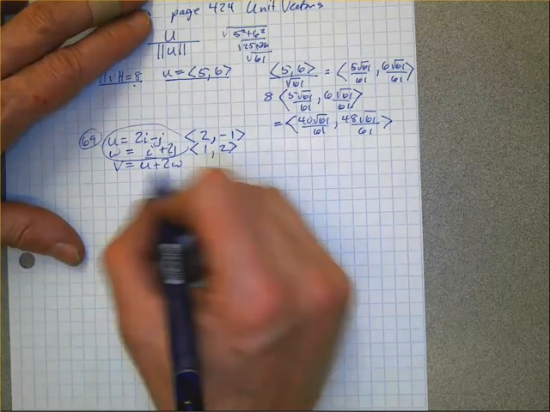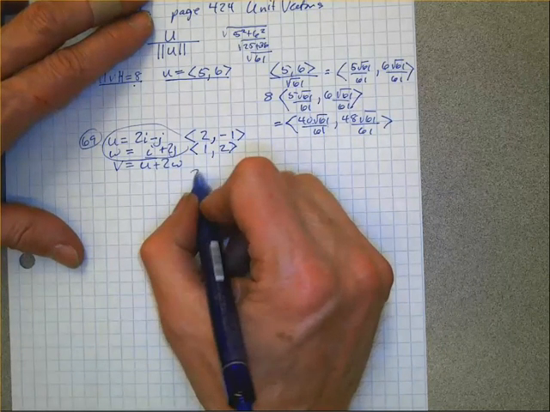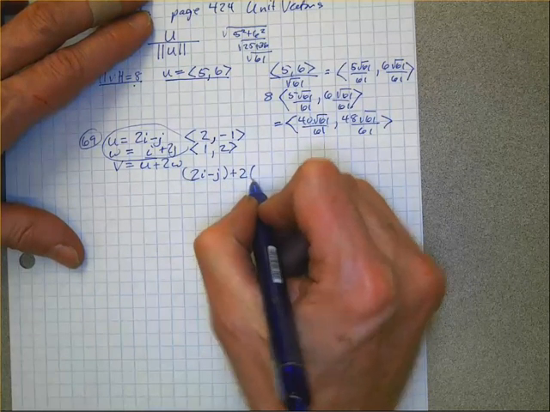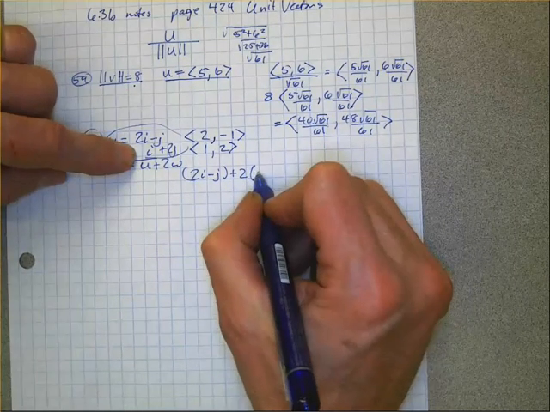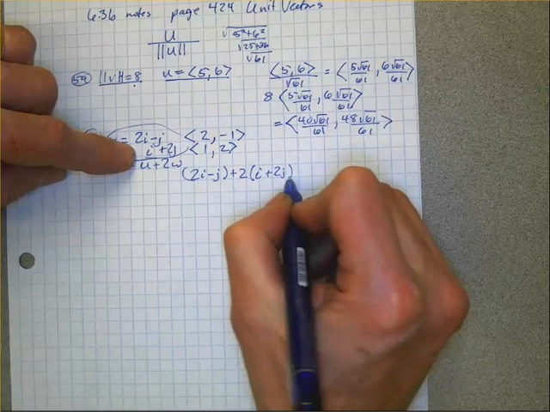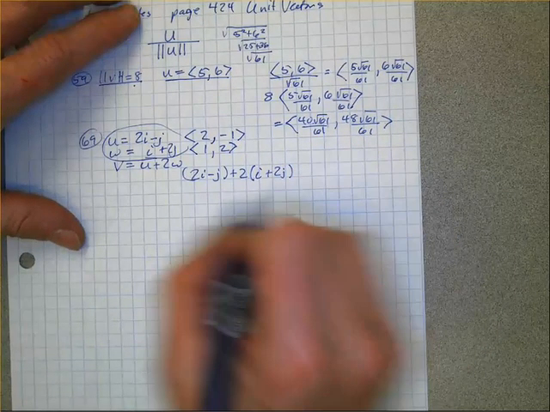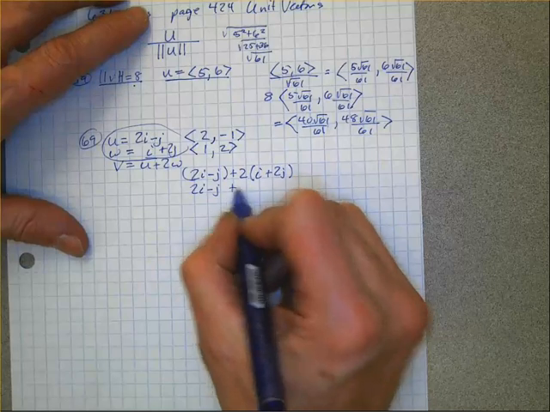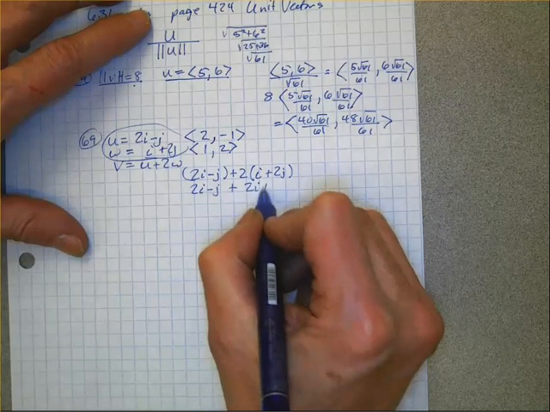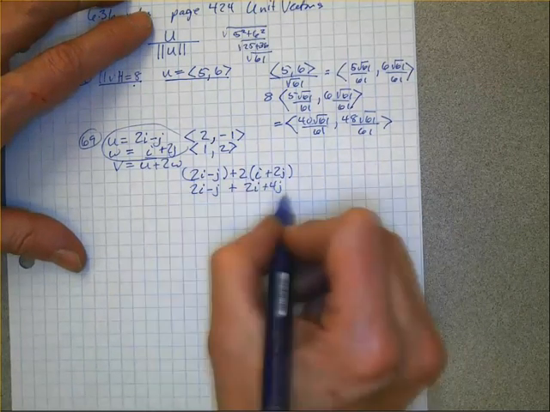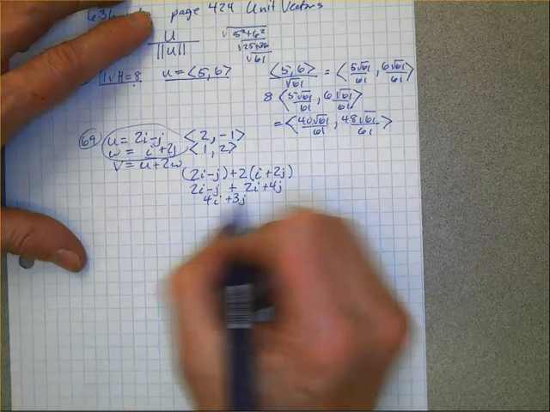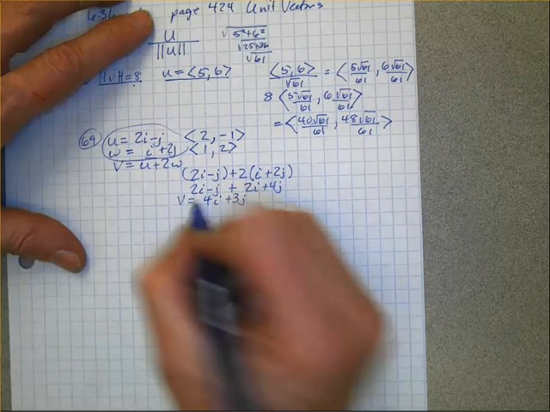So u plus 2w is going to be 2i minus j, that's u, plus 2 times i plus 2j. And oh, we're asked to graph this too, so I'm going to want to see what those look like anyway. And now I can just combine these as though they were variables. I'm going to get 4i plus 3j, and that's my vector v.